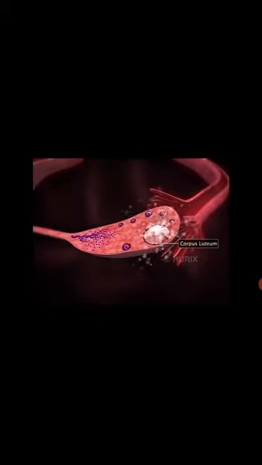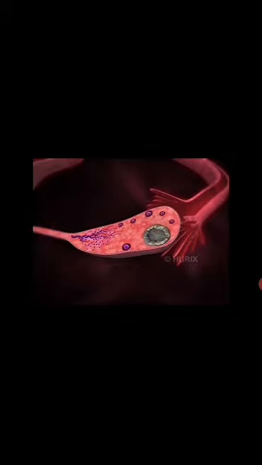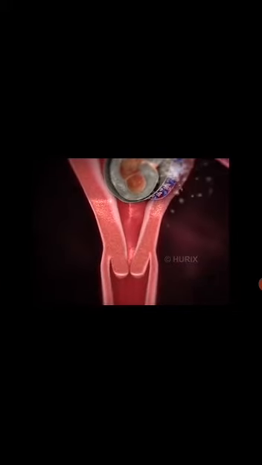HCG maintains the corpus luteum and stimulates it to secrete progesterone. After 11 to 12 weeks, the corpus luteum degenerates and the placenta starts secreting progesterone. Progesterone maintains the uterine endometrium throughout pregnancy and thus prevents menstruation. Progesterone also induces increased secretion of cervical mucus. This mucus forms a protective plug near the mouth of the cervix.